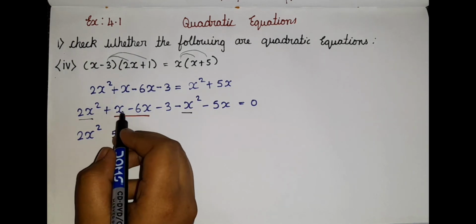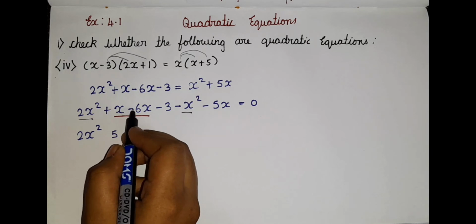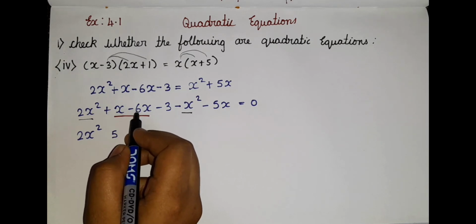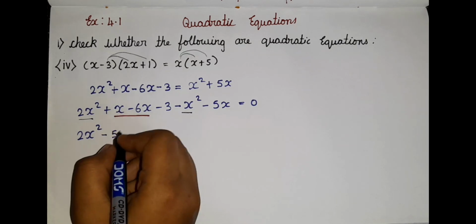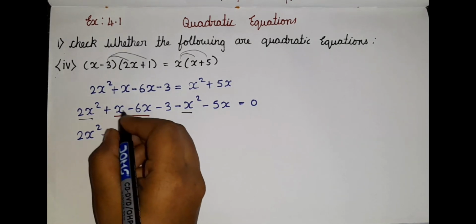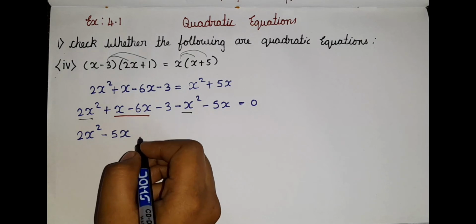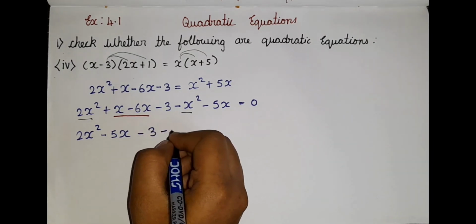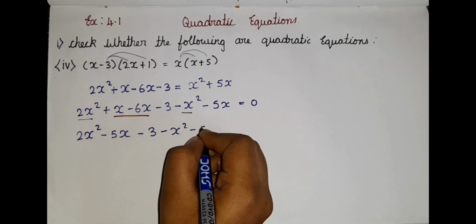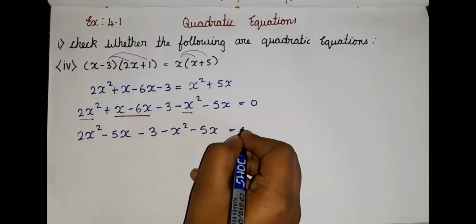Okay. So here, which is the greatest number sign? Here the greatest number is 6, which has a minus sign. So we can just write the minus as it is. And of course we should write the x. Why? Because x is a common thing right over here. And then we can write the rest of the terms as it is. That is minus 3 minus x square minus 5x is equal to 0.